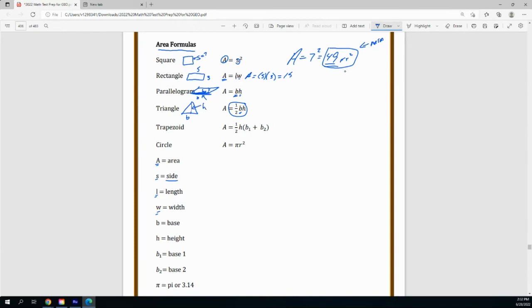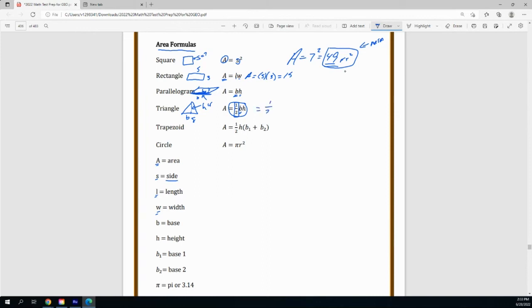That's going to be H. You're going to multiply those 2 numbers, and then you're going to take half of that number. For instance, let's say my base is 8. Let's say my height is 4. So according to the formula, I'm going to take half of whatever base times height is.